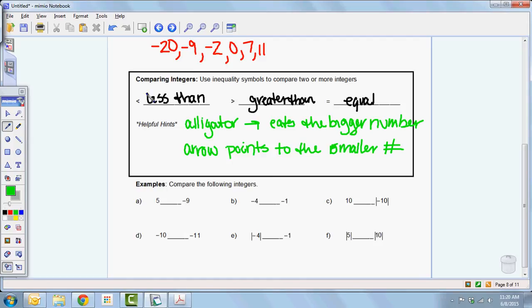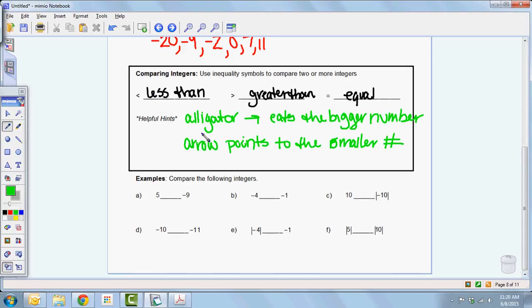So whatever helpful hints you have, if you can share some of those helpful hints next time we're together, that would be wonderful. Okay, so let's try some of these, and then I'll have you try some of them on your own. So our first one here, I'm comparing 5 and negative 9. I have to think about which one is bigger. I'm going to use my alligator example. So 5 is bigger, so my alligator is going to eat the bigger number. And in my other example, the arrow is pointing to the smaller number. Go ahead and try B on your own.